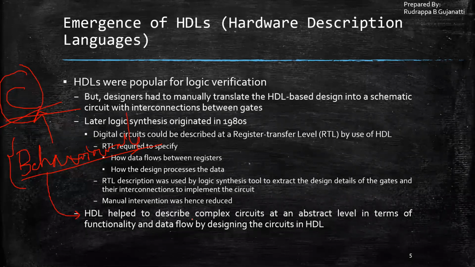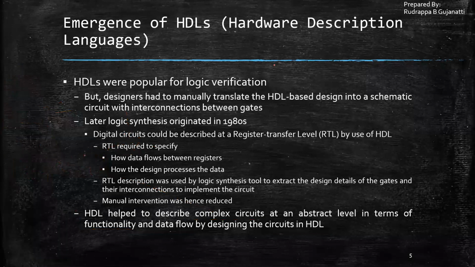Now, if the circuit is complex enough, then I can define the complex circuit at a very high level of abstraction, say, for example, the behavioral level of abstraction, and we can define its functionality and the data flow. This was all done with the help of the HDL.